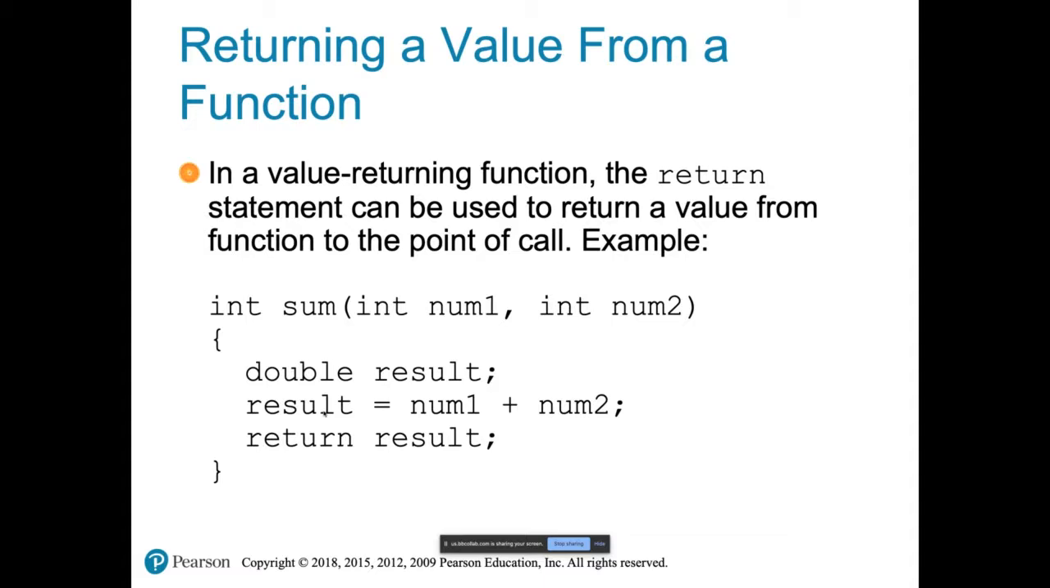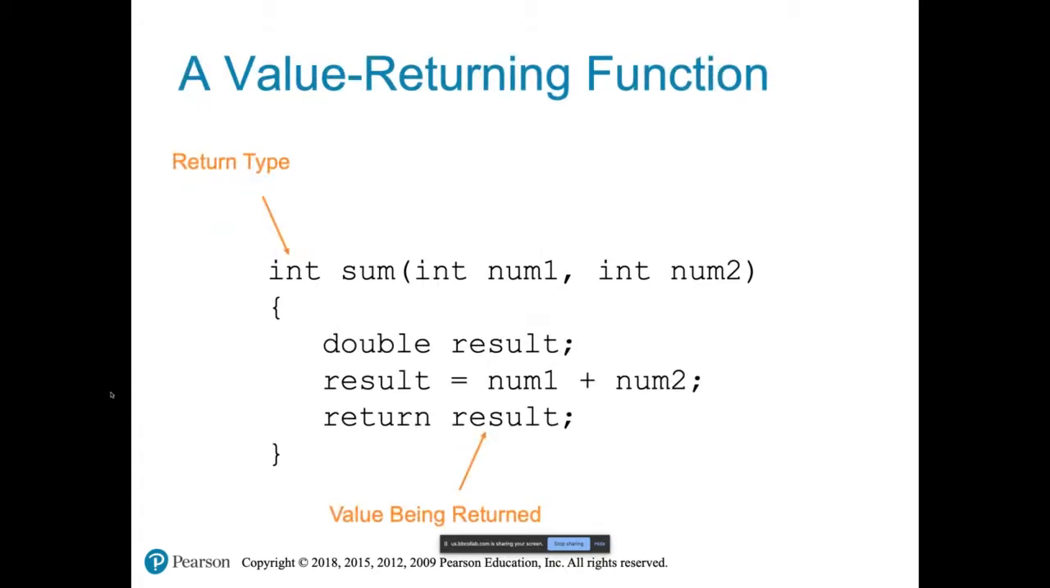In value-returning functions, the return statement can be used to return a value from a function to the point of the call. Just like right here: summation, num1 plus num2, return the result. The result type does not necessarily need to match those of the parameters. It depends on the calculation you want to do and what you want to pass back. Even though these are ints, this could have easily been passed back as a double, a float, or any other data type depending on the calculations. Just remember, the return type does not have to match the parameter type.